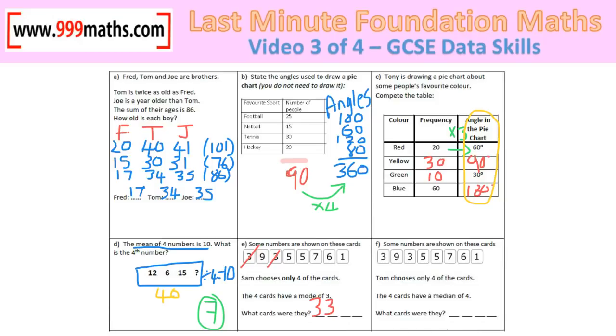It doesn't matter what the numbers are on the other ones, as long as they are not 3s, and they are not the same numbers. So I couldn't put 5, 5 down, because then the mode would be 3 and 5. I'll put 6 and 7 down.